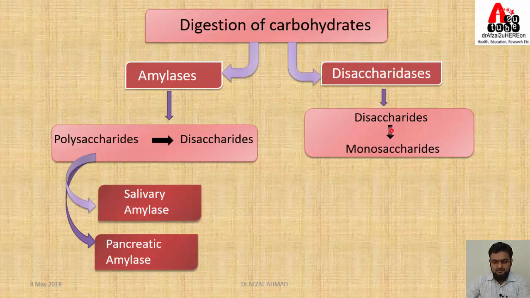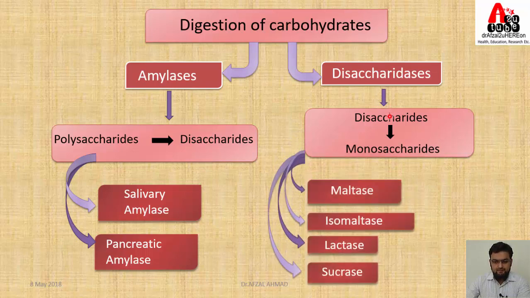To break these down, there are different types of disaccharidases present in our body. The examples are maltase, isomaltase, lactase and sucrase. The name is given according to the substrate on which the disaccharidase acts.